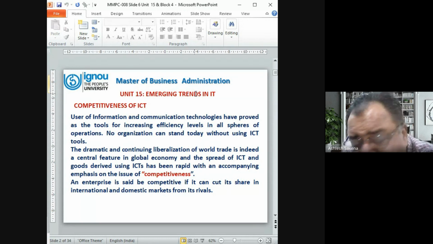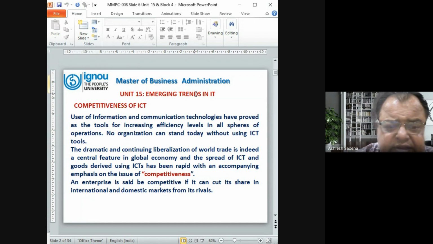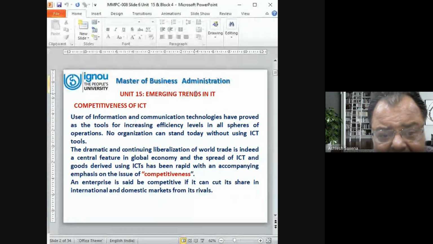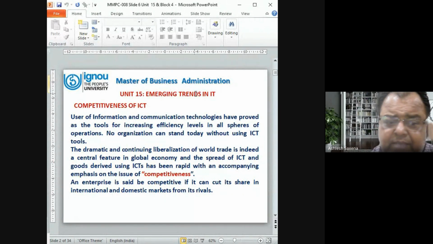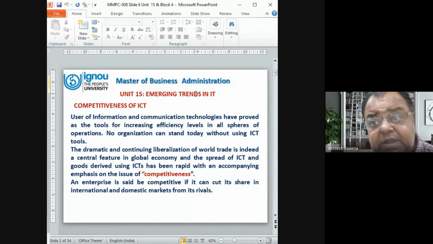Competitiveness of ICT. Users of information and communication technologies have proved it as a tool for increasing efficiency level in all spheres of operations. No organization can stand today without using ICT. The dramatic and continuing liberalization of world trade is indeed a central feature in the global economy, and the spread of ICT and goods derived from ICT has been rapid, with an accompanying emphasis on the issues of competitiveness.